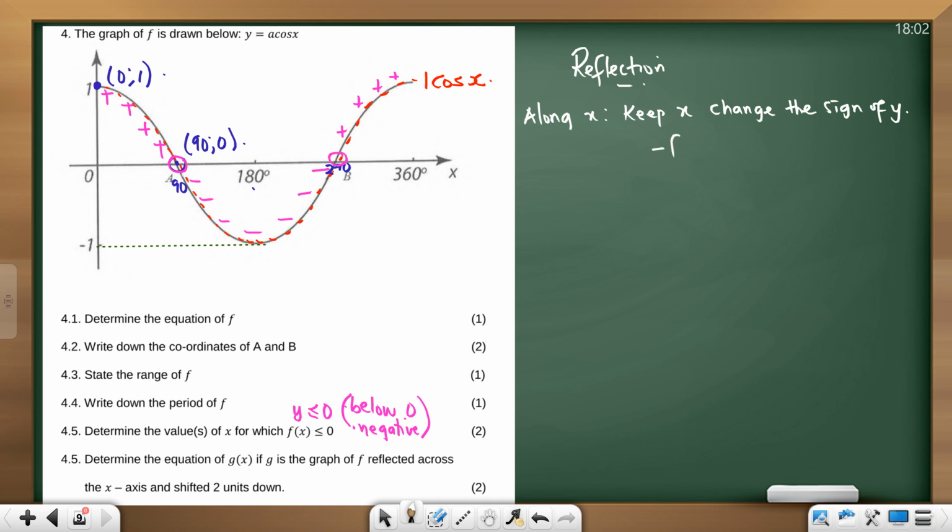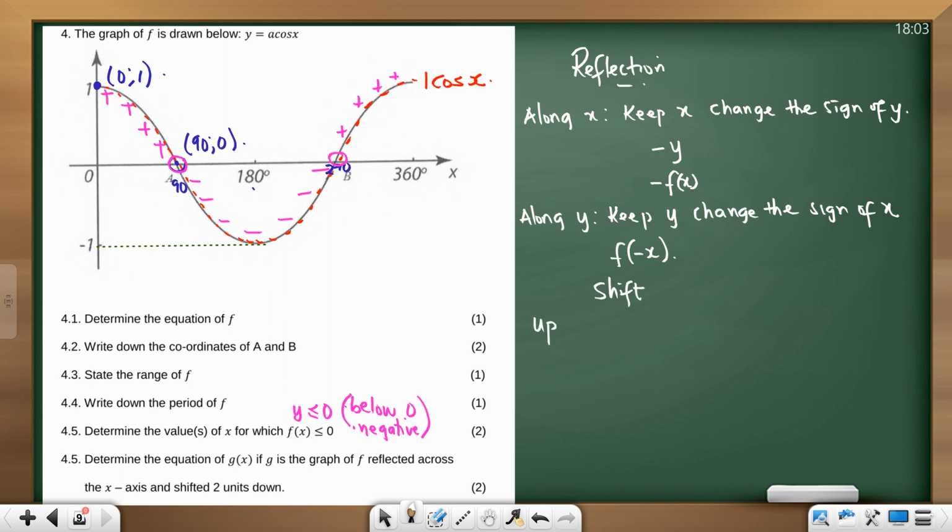That is, it's going to be negative y, which is the same thing as negative f of x. So you are just multiplying everything by negative. If you reflect along the y, what do you do? You keep the y and change the sign of x. So what does it become? F of negative x. What about the shift? If we shift up, it is positive q. And when you shift down, it is negative q.